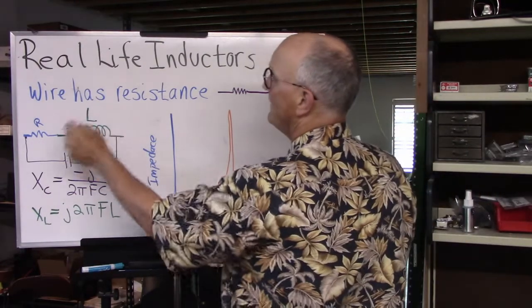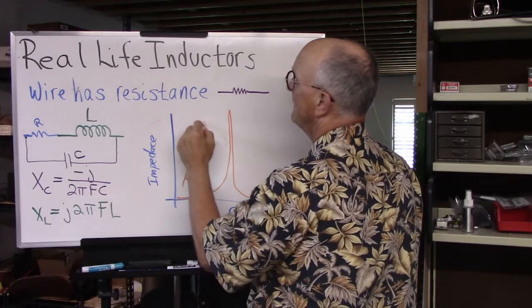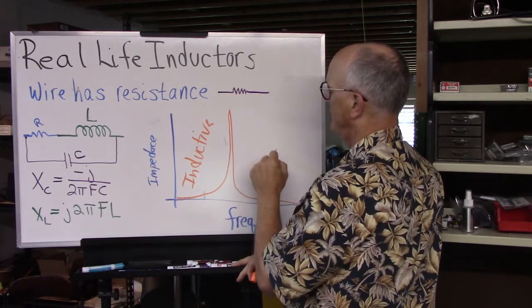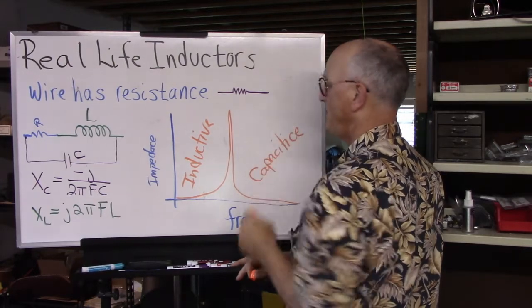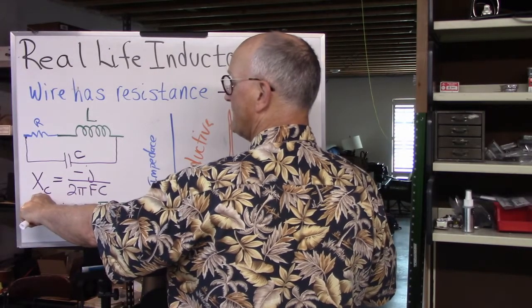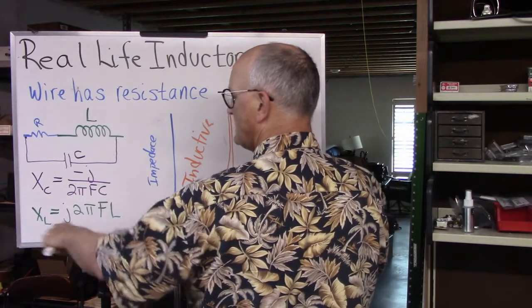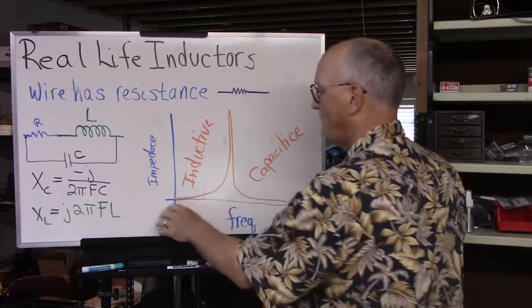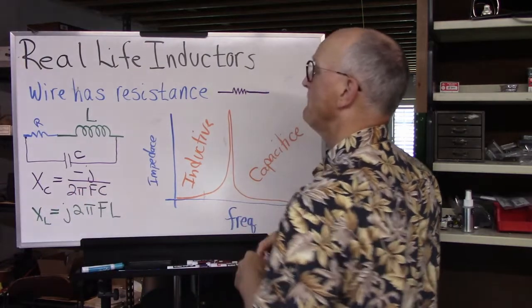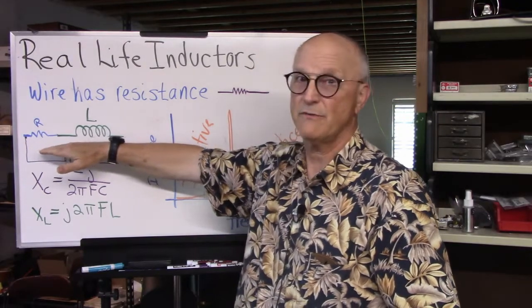Over here, this is inductive. Over here, this becomes capacitive. Why? Because as we go up, this guy gets smaller and smaller and dominates the equation. When we go down, this one dominates. So as we go up in frequency from a very low value of frequency, initially it looks like an inductor, a lossy inductor with resistance in it.